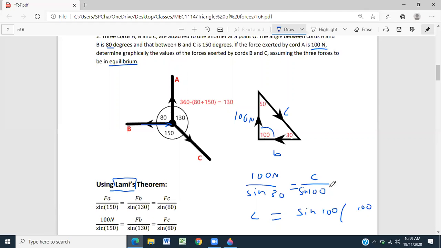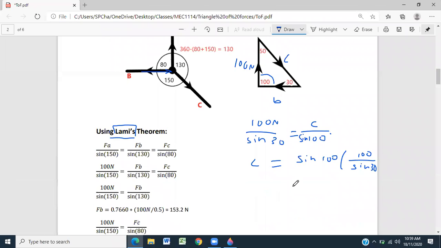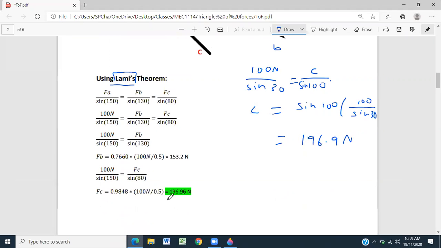This here is 100 degrees, with sine 30. So does anyone want to calculate this really quick? Take out your calculator, punch it in, tell me what number you get. 196.9 newtons. Good. And as you'll see later when we work with Lamy's theorem, you'll get the same answer.